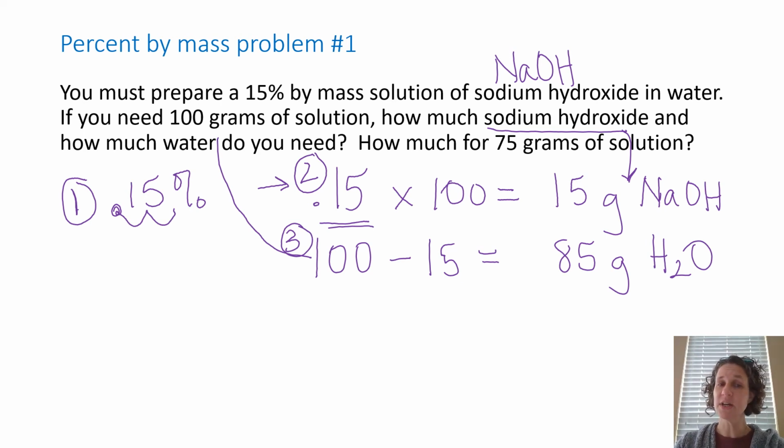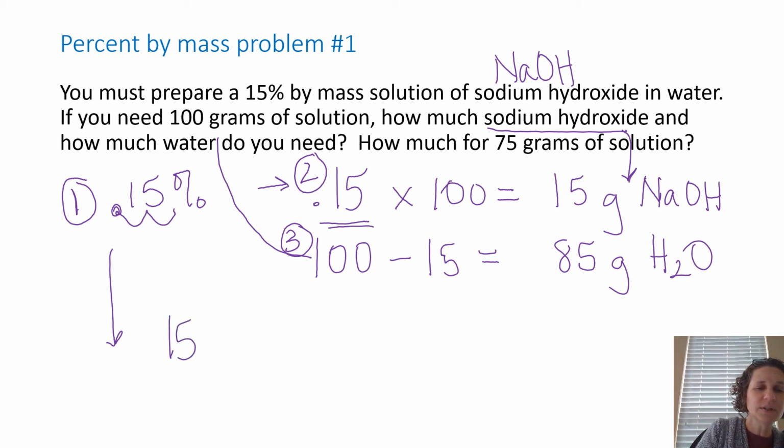Okay, so now we have a second question on here. How much if I needed 75 grams of solution? So I would do the same thing. We've already gotten step 1, so we know that we're going to use the 0.15 because I still want a 15% solution. And now, instead of multiplying it by 100, I'm going to multiply it by 75.